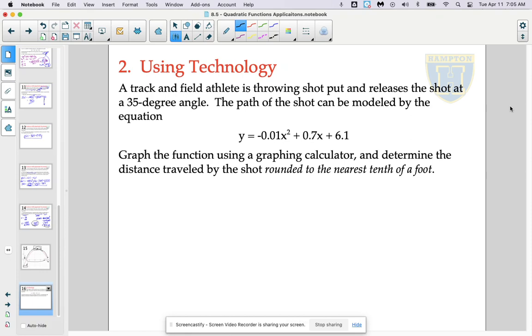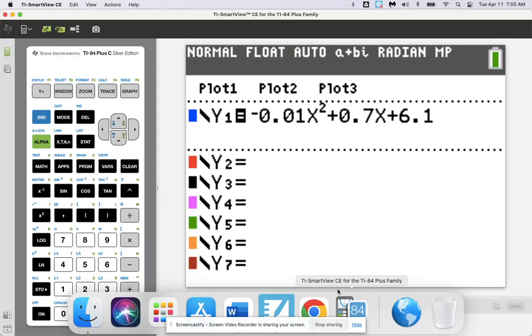In our next example, we're going to look at a quadratic application through the lens of using our graphing calculator. Now, you can pause the video and read through this example. This is a setup for a track and field athlete who is throwing a shot put, and we are going to model the path of the shot put. Now, we are going to enter this into our graphing calculator, and I've already done so here.